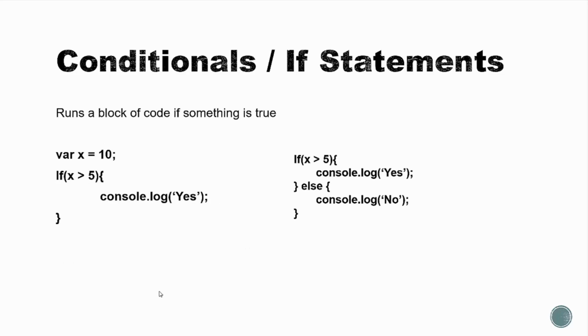Conditionals and if statements, these work just like if statements in any other programming language. They'll run a block of code if something's true. All right, so in this case we have a variable called x, which is equal to 10, and we're going to say if x is greater than 5, then we're going to console log the word yes. Okay, and x is greater than 5, it's 10, so this would run. We can also attach an else in case it's not true. So if x is greater than 5, say yes, else if it's not, then we're going to say no.